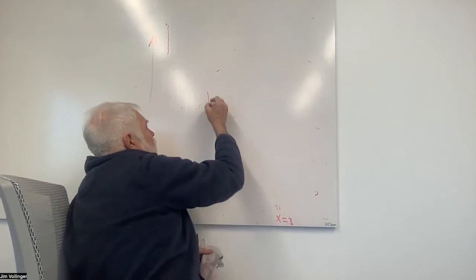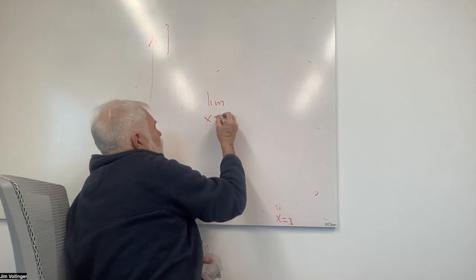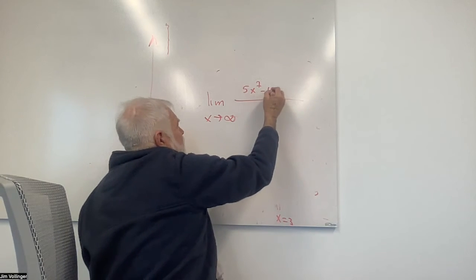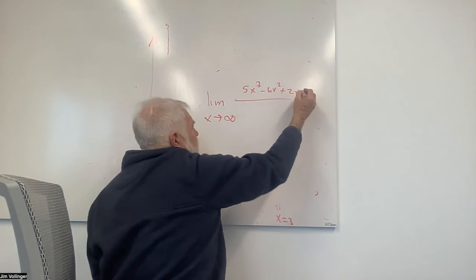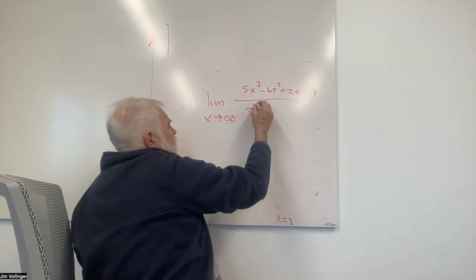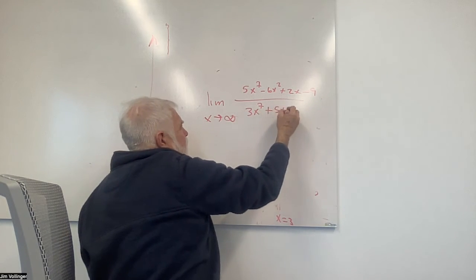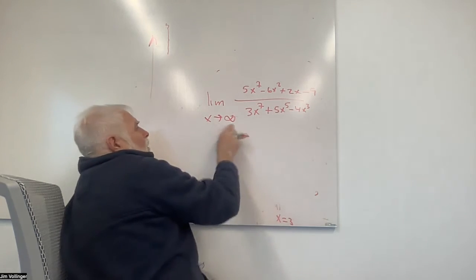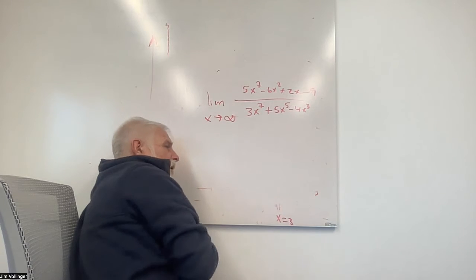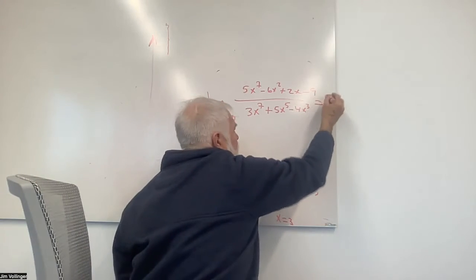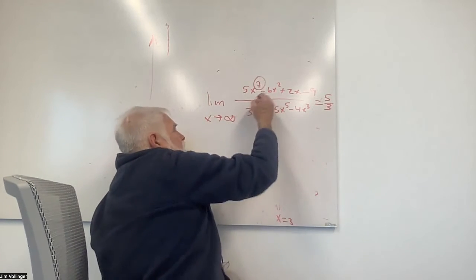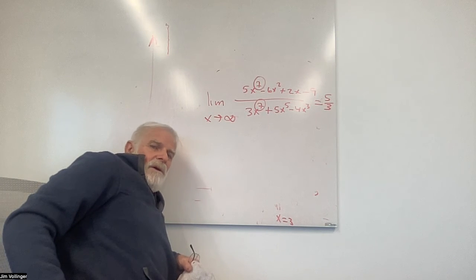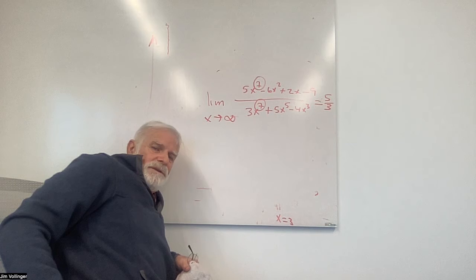So let's look at the limit as x goes to infinity of 5x to the 7th minus 6x squared plus 2x minus 9, over 3x to the 7th plus 5x to the 5th minus 4x cubed. That's good enough. Where am I going if I go to infinity? Go ahead and do the problem. I'm going to 5/3. Why? Because we established that when the big players have the same exponent, it goes to the ratio of the coefficients.